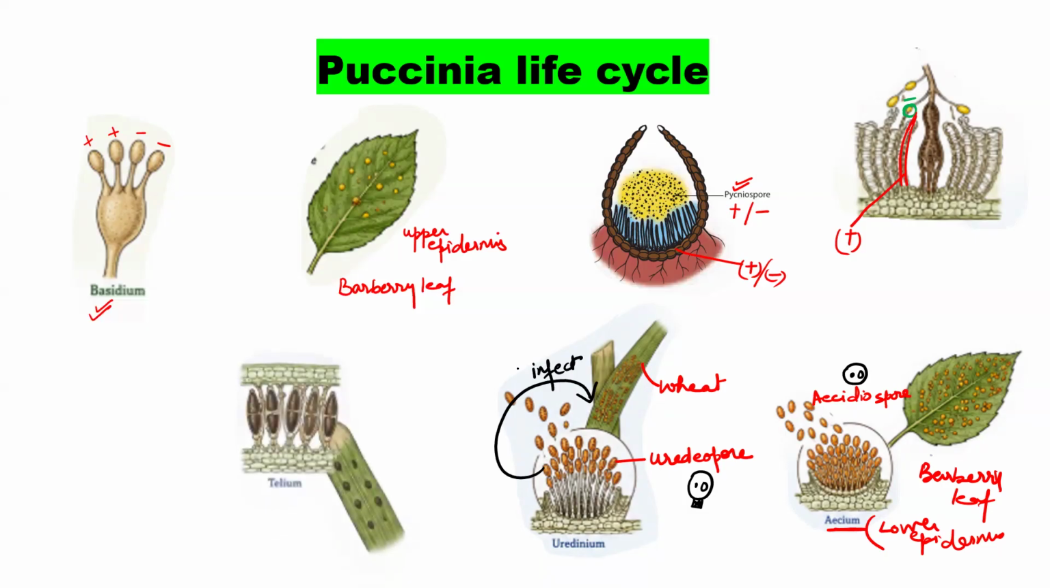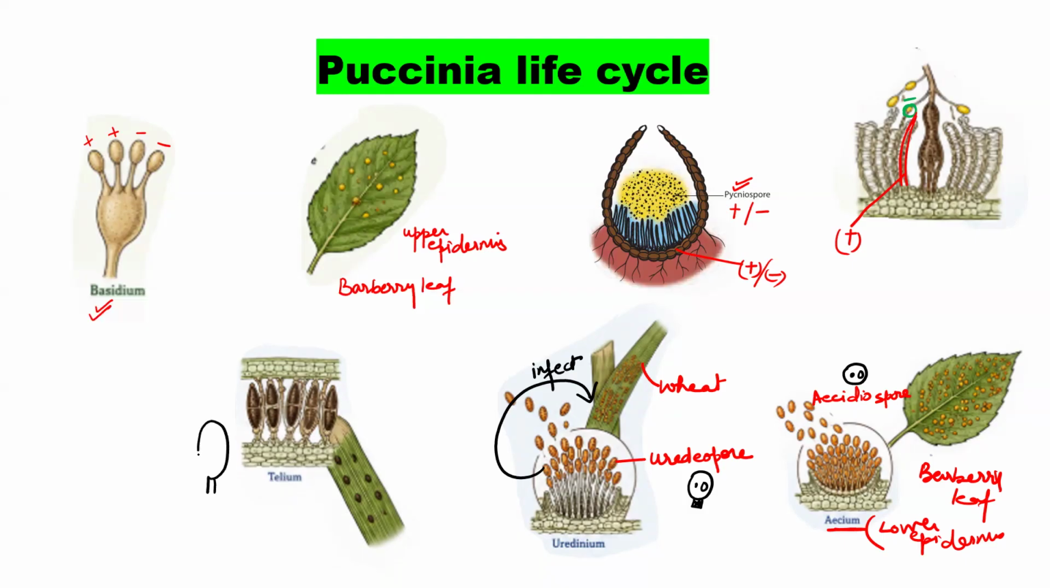At a particular stage, what happens? Now the wheat plant is not producing urediospore, it is producing teliospore in telia. Now, what is the teliospore diagram? Please see carefully. This is teliospore, which is actually two-celled, and each cell is again dikaryon. It is bicelled and it is dikaryon. Clear? Now this teliospore, which is made, will fall in the soil.